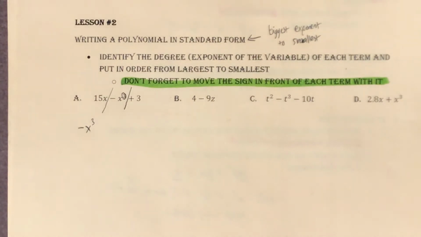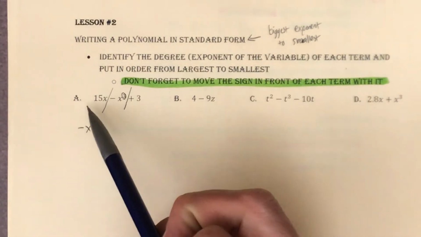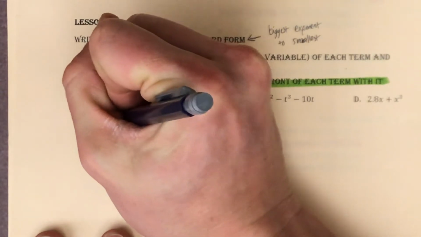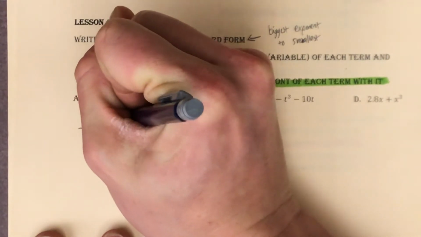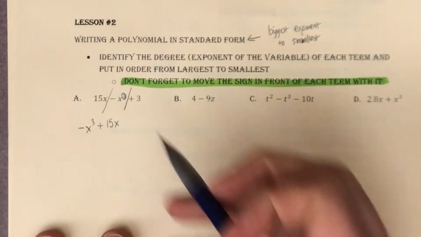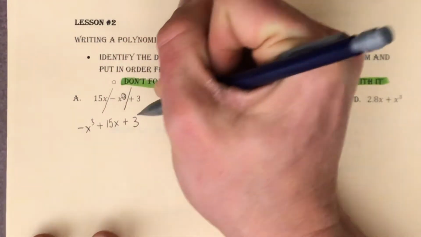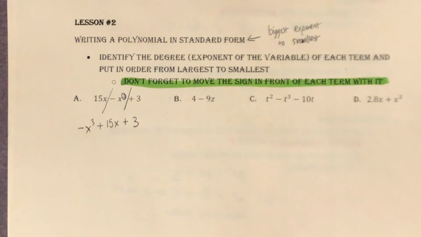So again, we need to move it and the sign in front of it. Well, you're probably saying, hey, there's no sign listed in front of 15x. Well, that means it is a positive 15x. So we're going to put plus 15x. And then my last term is the positive 3, and that goes at the end. So this polynomial in standard form is negative x to the third plus 15x plus 3.